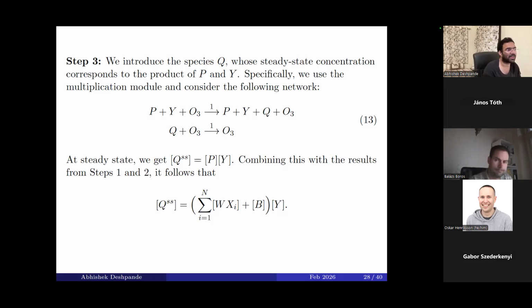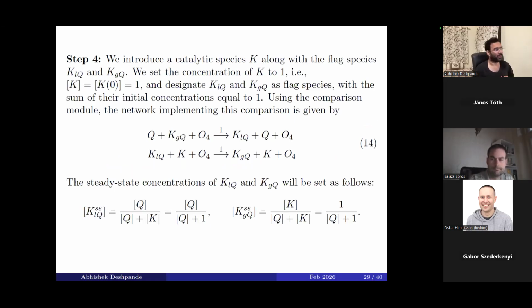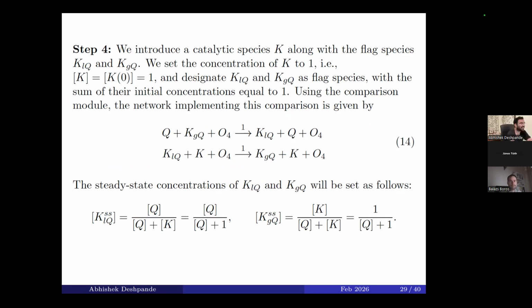And here we use the comparison and approximate majority molecule. Right? So we introduce the catalytic species K with 2 flag species, as I have shown before in the comparison module. We set the concentration of K to 1, and we set the flag species such that their initial concentrations sum to 1. And now using the comparison module, we can force these flag species KLQ and KGQ to take these values, Q upon Q plus 1 and 1 upon Q plus 1.